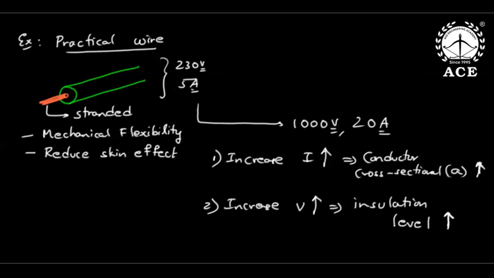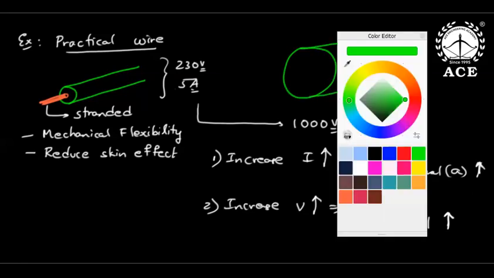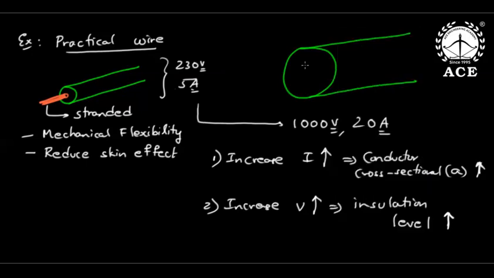So that means this conductor becomes something like this. Very thick insulation, or very special material so that it can withstand high voltage up to 1000 volts plus. This conductor cross-sectional area has to increase now, sir. So more copper strands will come. This area will increase, more current it can take, and this thickness will increase, more voltage it can withstand.